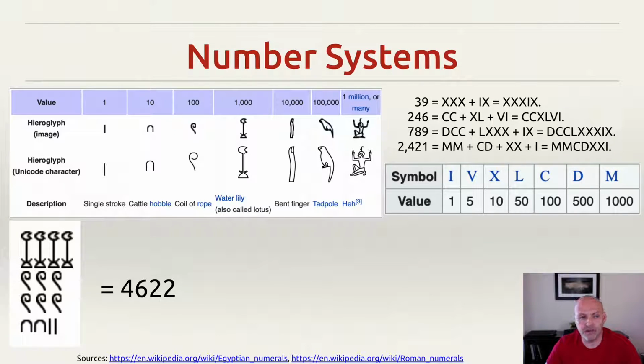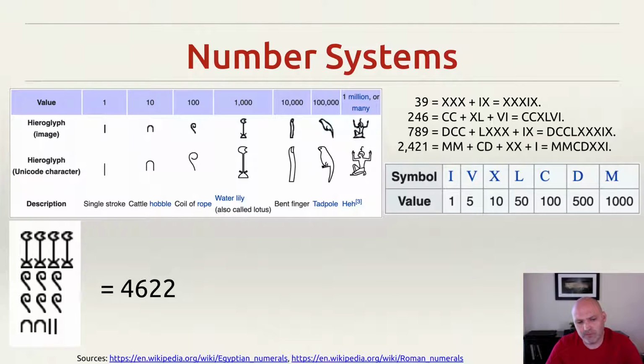Here we have representations of the Egyptian and Roman numeral system. You'll notice here in the Egyptian number system that they use hieroglyphs to represent different values. A value of 1 was simply represented by a single stroke. A value of 10 was represented by a cattle hobble, this symbol here. So if I wanted to represent the value 11, I would use 1 cattle hobble and 1 single stroke.